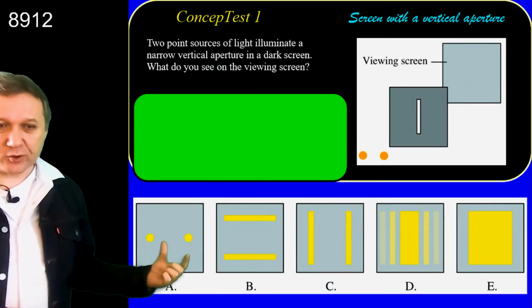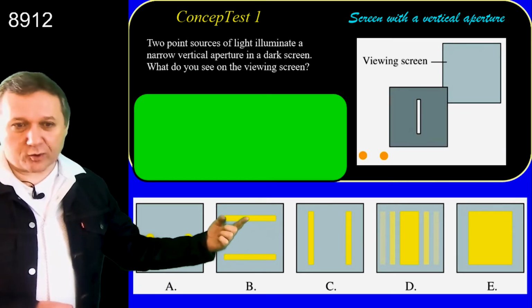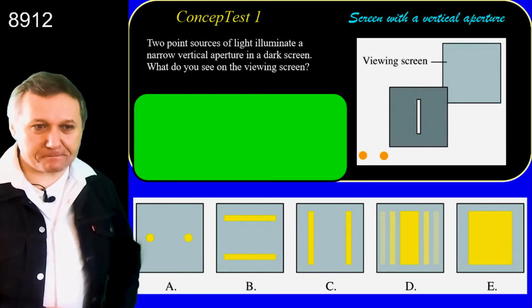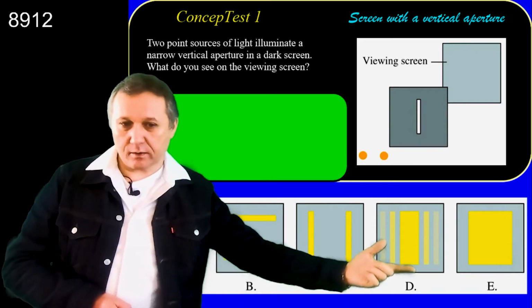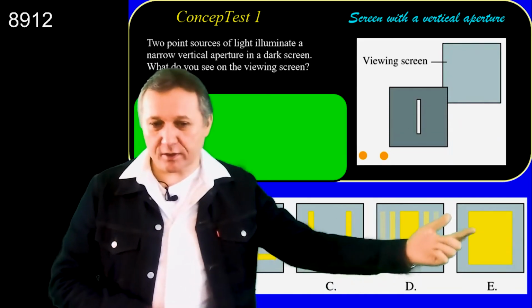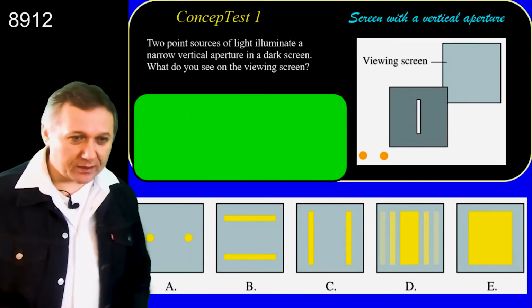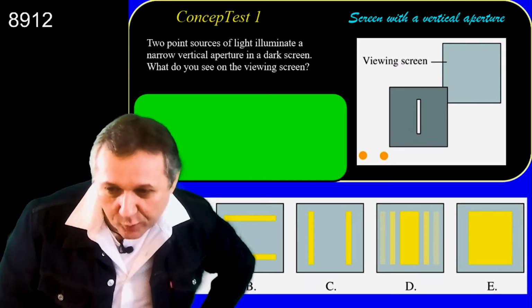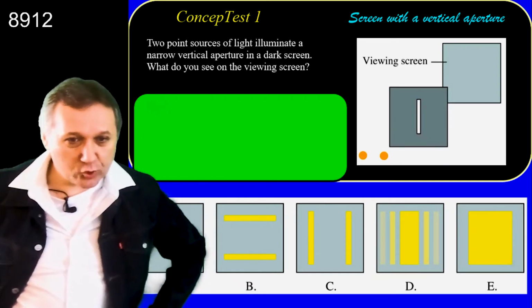Option A, 2 dots. Option B, 2 horizontal lines of light. 2 vertical lines of light, this complicated picture, or just a rectangle of light. Okay, give it a try. The poll is in the chat. You should be able to see it.